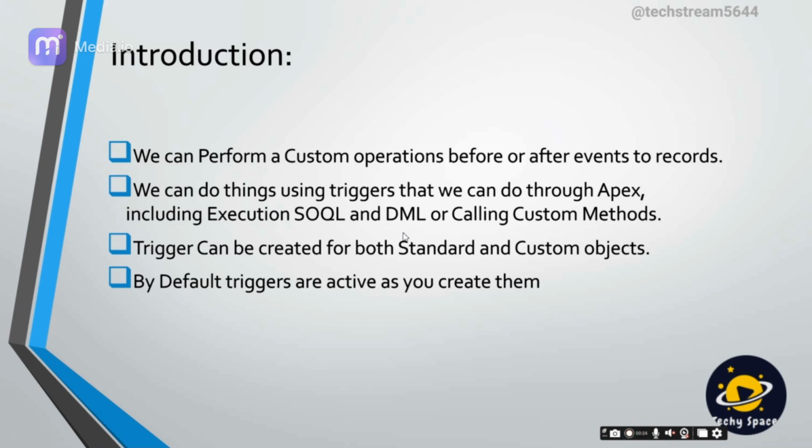The third point says that a trigger can be created on both standard and custom objects. Coming to the next point, by default triggers are activated as soon as you create them. Later we can deactivate them as well, but as you create any trigger, by default it is activated.